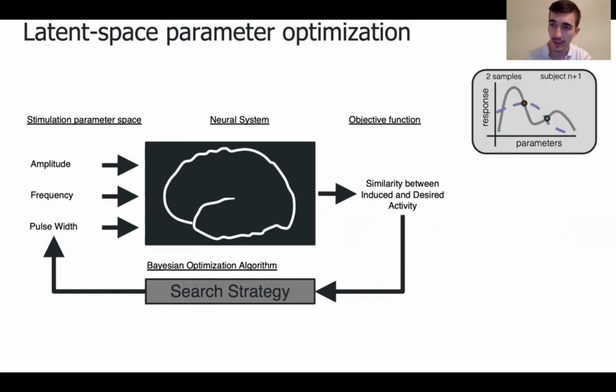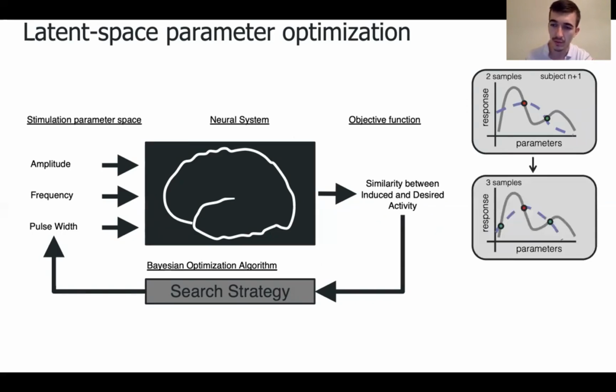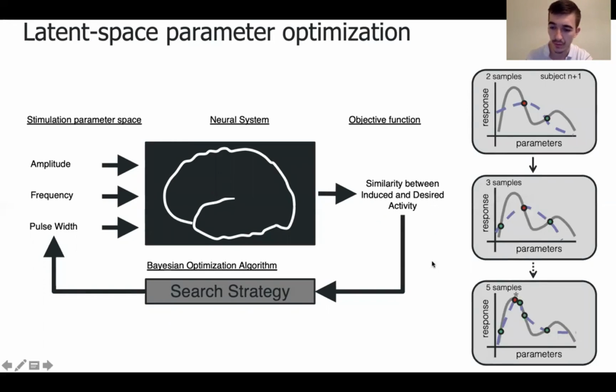And this works kind of like this. We can fit a regression model to a few different tested stimulation parameters, and then slowly select stimulation parameters that iterate towards those that optimize our objective function.